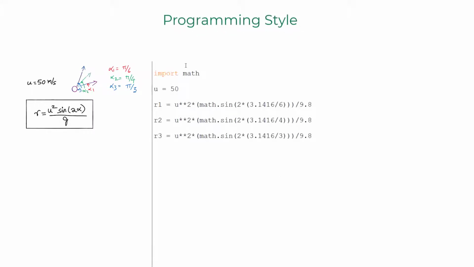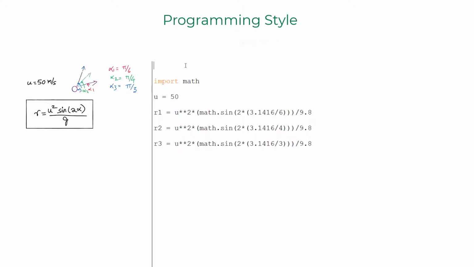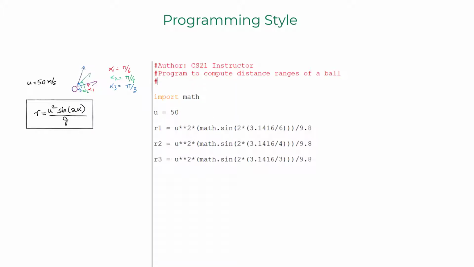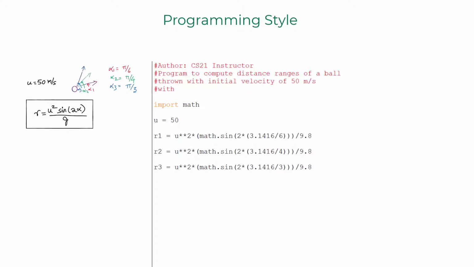First of all, the code should have had documentation as well as comments as pseudocode. Because they're missing, we're just going to spend some time and try to update all of them. A small description about what this program is about. It's a program to compute the distance ranges of a ball that is thrown at different angles with an initial velocity.